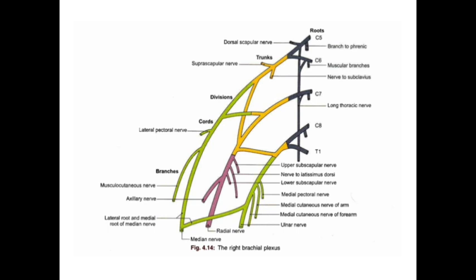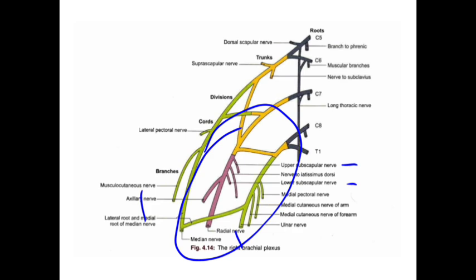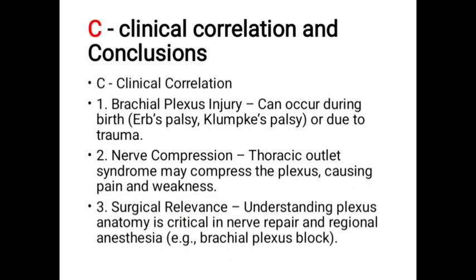So here is the posterior cord of the brachial plexus. We can see that we have the upper subscapular nerve, the lower subscapular nerve, the axillary nerve, the radial nerve, and the nerve to the latissimus dorsi. All these are branches of the posterior cord of the brachial plexus.